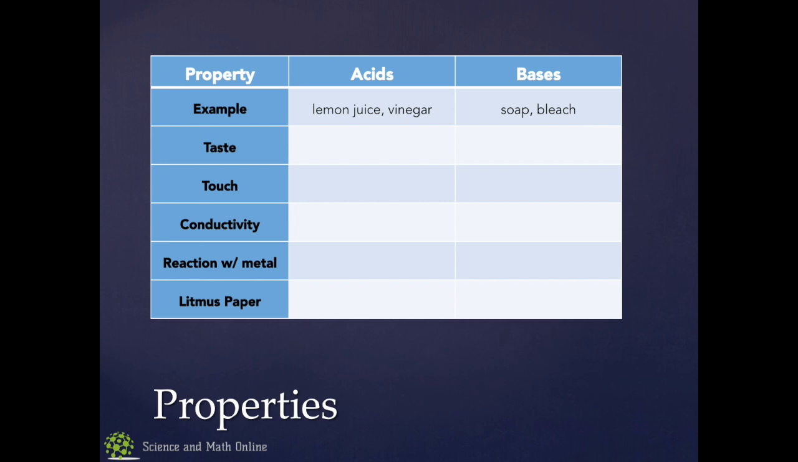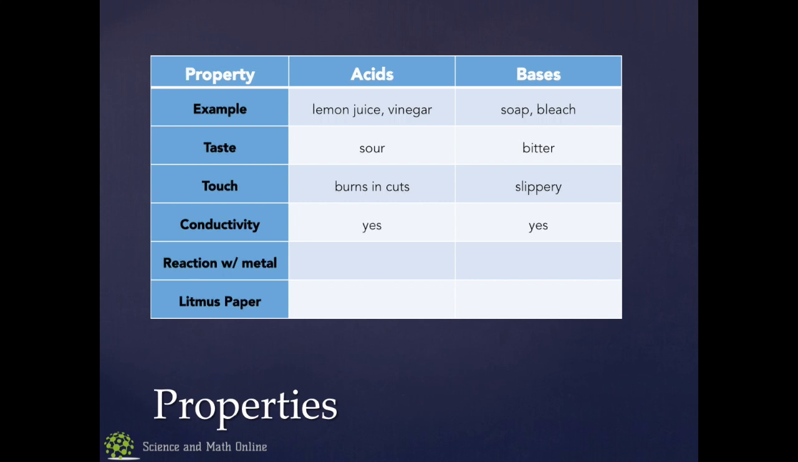So lemon juice and vinegar are your acids. Soap and bleach are good examples of bases. So, taste. Acids taste sour. Bases taste bitter. When you add vinegar to a dish, you're adding a little bit of that sourness, that kick to it. Acids burn. If you have any cuts on your fingers, lemon juice is going to burn or hurt. Bases tend to be slippery. If you touch bleach, it is slippery.